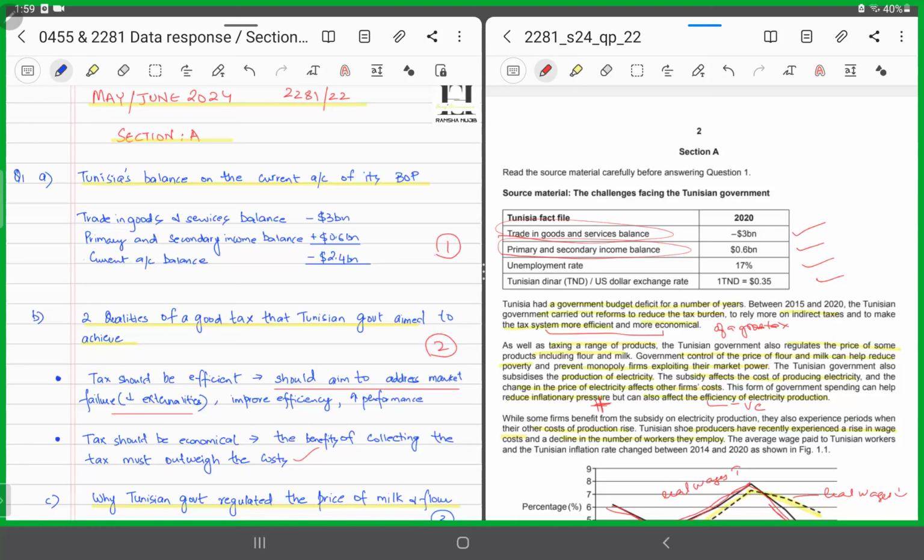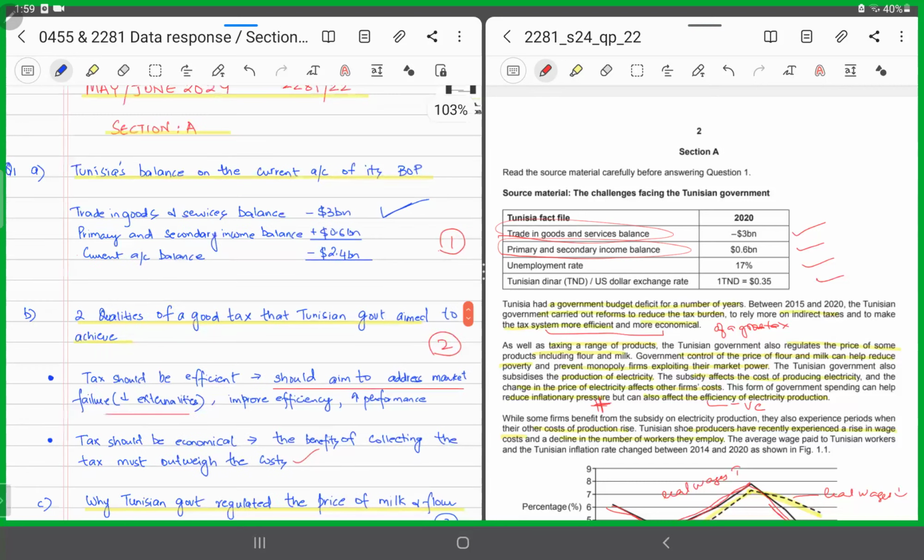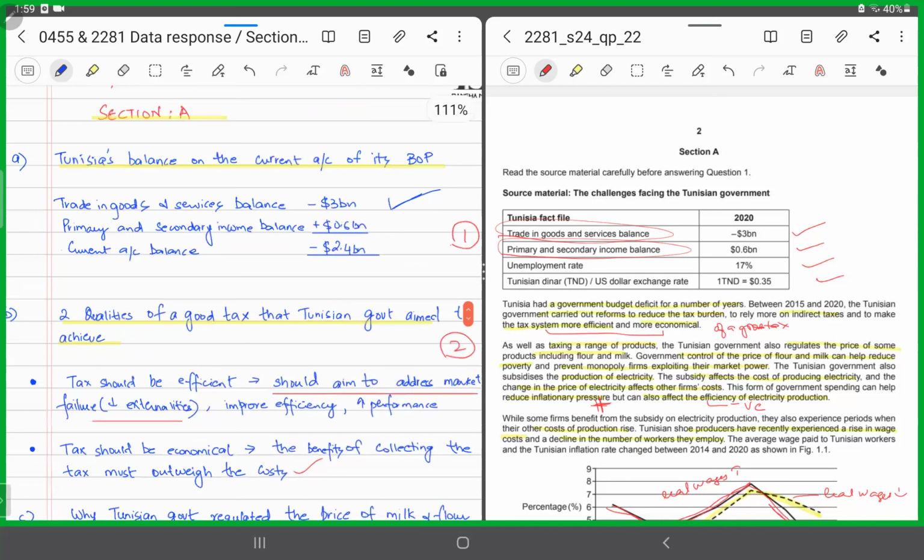So now you look at this, how I have calculated. On the left-hand side, Tunisia's balance in the current account of its balance of payment. First, I mentioned the trade in goods and services balance, that was a negative $3 billion. Then primary and secondary income balance was a positive $0.6 billion. We add the two together, so it will be a deficit of a negative $2.4 billion, or you can say a deficit of $2.4 billion. That's the current account balance. You've shown this, you've calculated this, 1 mark will be awarded.